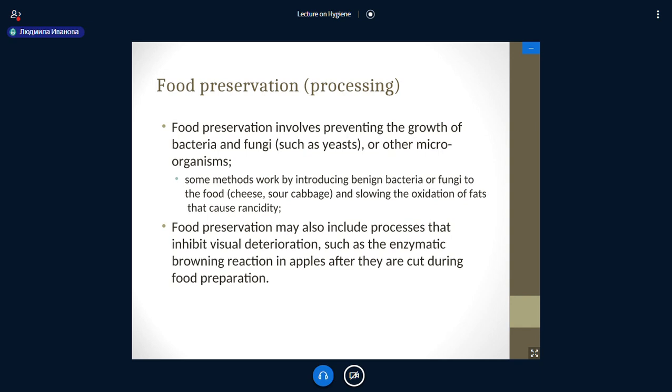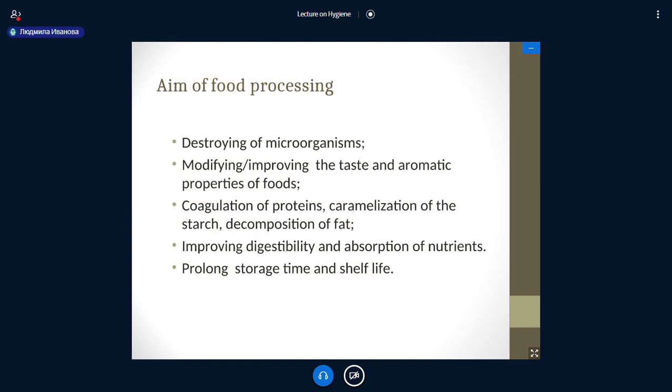Food preservation includes processes that inhibit visual deterioration, such as the enzymatic browning reaction in apples after they are cut during preparation. There's some enzymatic treatment because, you know, they brown. The aim of food processing is destroying microorganisms, modifying and improving the taste and aromatic properties of food, coagulation of proteins, caramelization of starch, combustion of fat, and all this improves digestibility and absorption of nutrients and prolongs storage time and shelf life. And because of globalization, it's very important to prolong storage time and shelf life, because when there is a free movement of foods from one part of Europe to the other, it's important to process and manipulate foods in order to prolong storage time and shelf life.